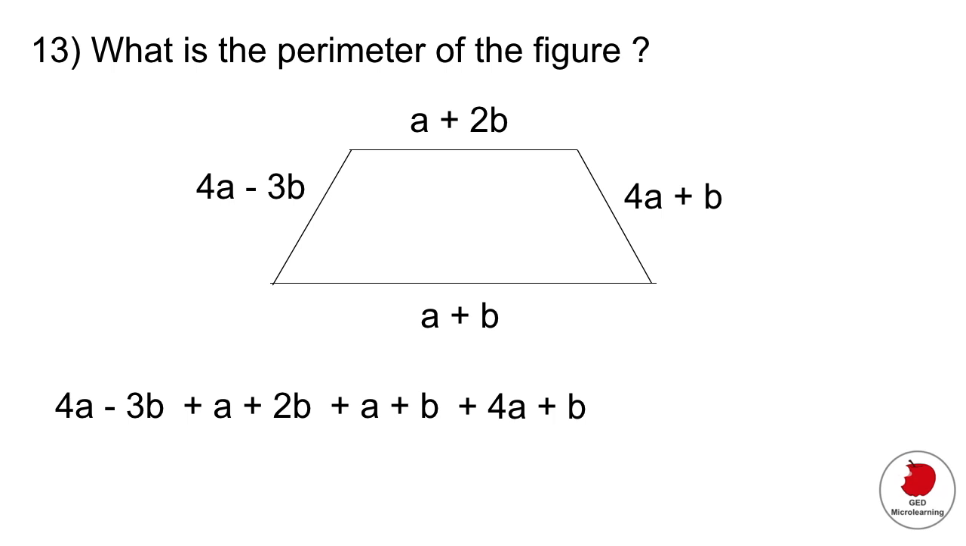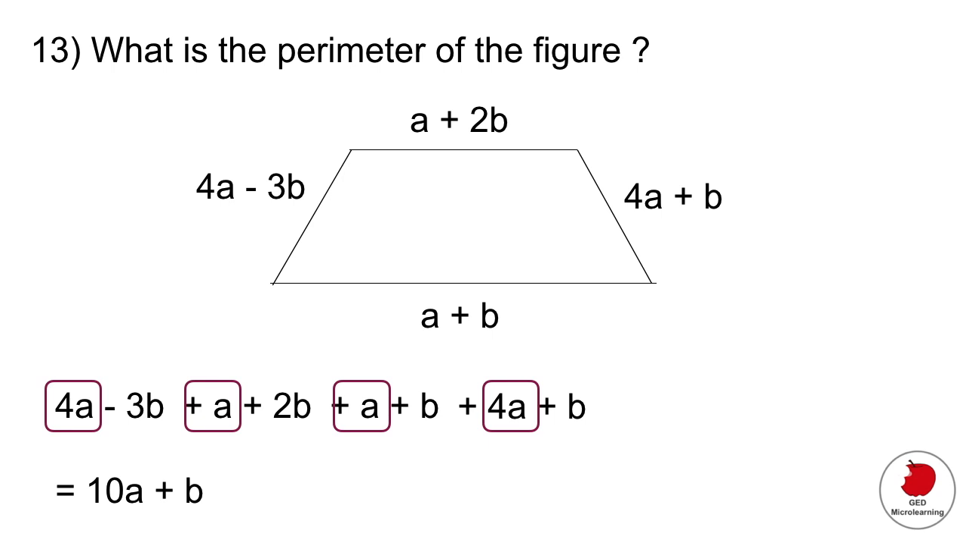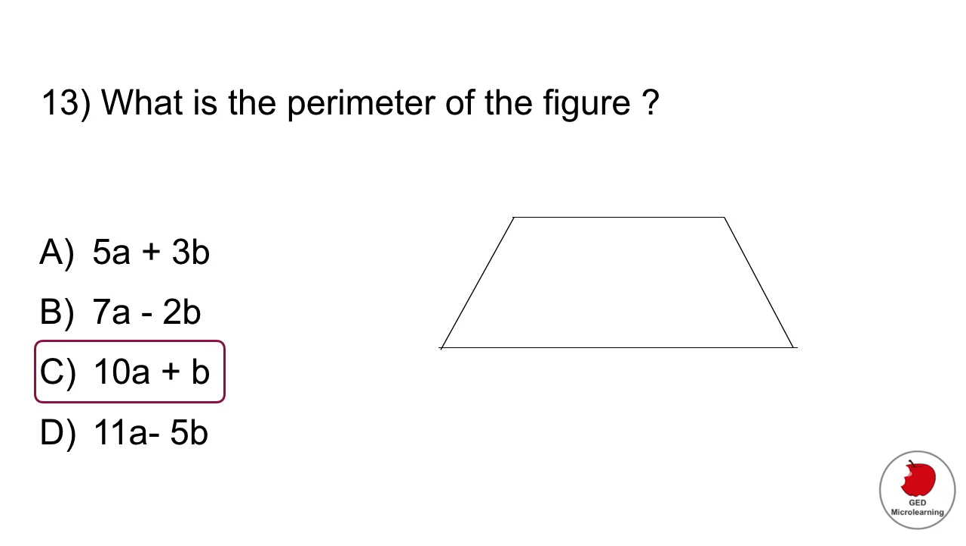And remember that you're going to add like terms together. All the A's are going to go together, all the B's are going to go together. So if we add all the A's together, 4A plus A plus A plus 4A, that gives you 10A. And then if you add all the B's together, that would just give you B. So the answer is C.